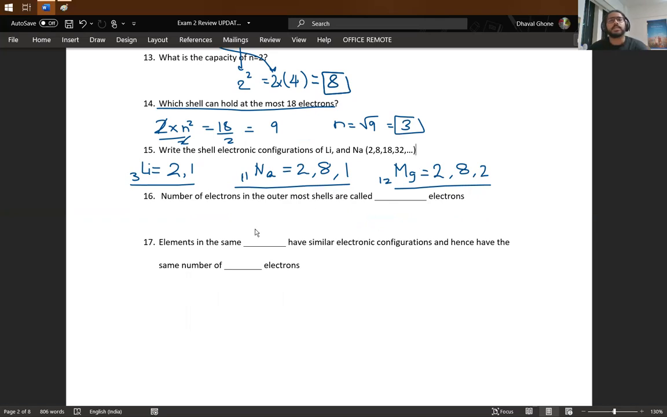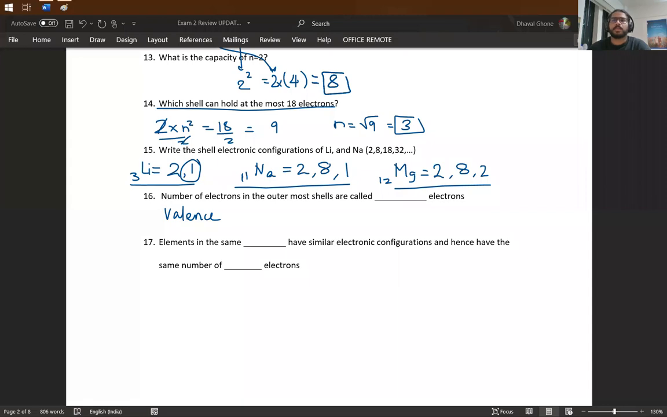Question 16 is, number of electrons in the outermost shells are called as what? And so in the outermost shell, which is this one, the number of electrons will be called as the valence electrons. Okay. So the electrons in the valence shell, or the outermost shell, are the valence electrons.